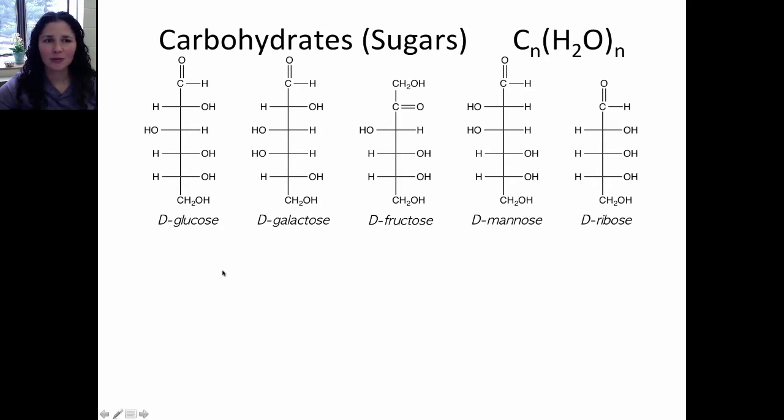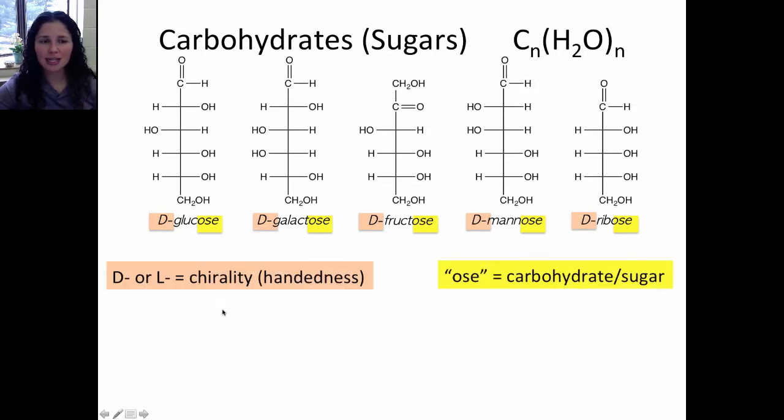These are just like the simple Fisher projections that we learned about before, but we're just connecting many carbons in a row. For now, I would like you to notice that the names of these sugars have a similar suffix. They have an OSE ending. They also have a similar prefix before their name, the D. This D has a meaning. It means that they are all right-handed versions of their sugars. D or L in front of the name of a sugar tells you something about the chirality or handedness.